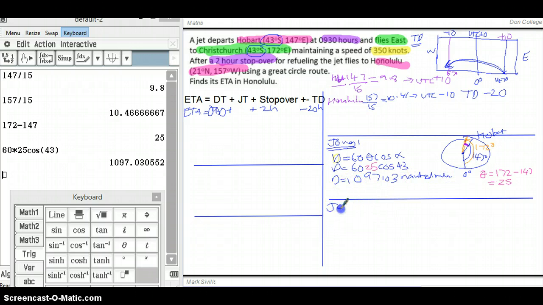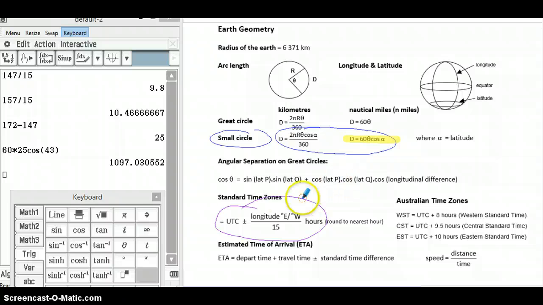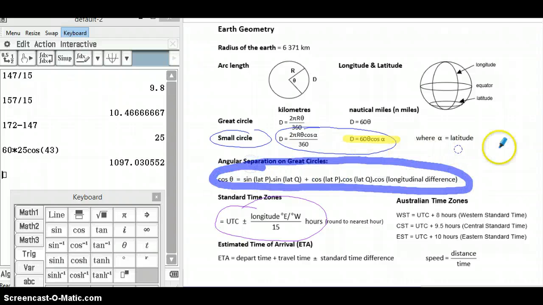Now we've got another journey, journey 2, which is the second leg, and that goes from Christchurch to Honolulu. So that's the second leg there. Now this one says, you'll see here, using a great circle route. Now we're not travelling due north or due south here. You'll notice we're going from 172 east to 157 west, so we can't just travel straight up and down, which means this great circle route means we need our large angular separation formula. So we need to work out what that angle is, and we're going to use this formula here.